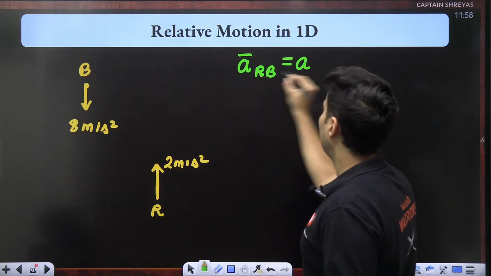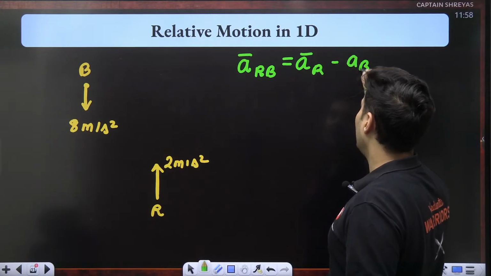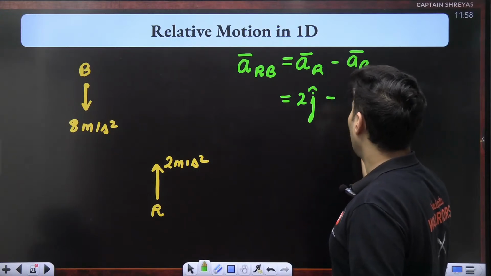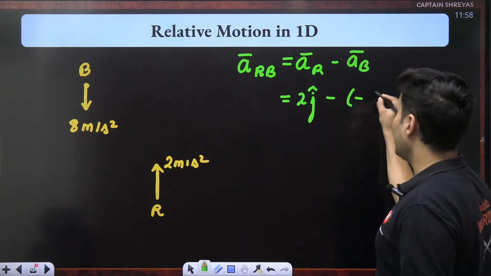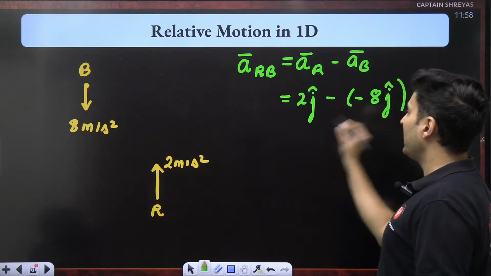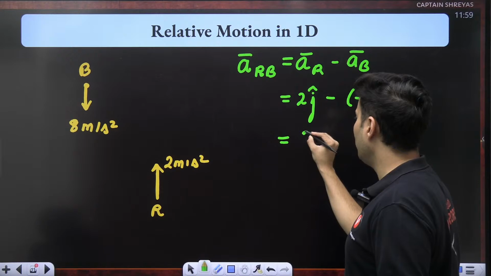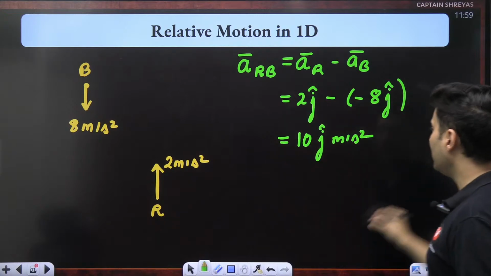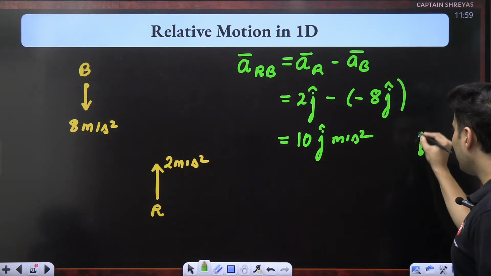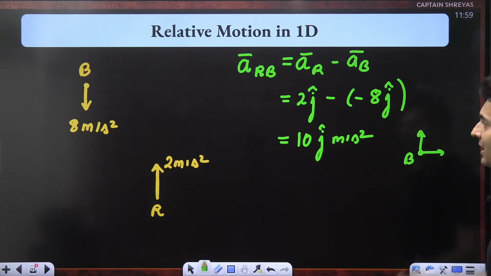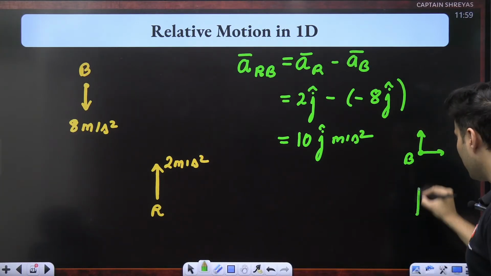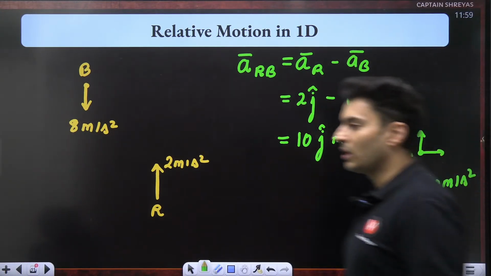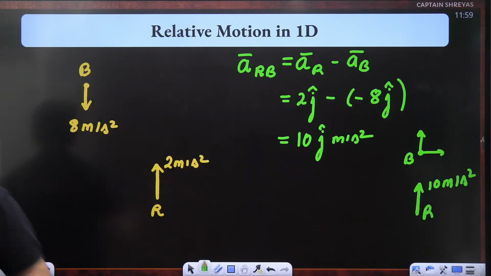Here is what you will do. First symbol first, then comes the next symbol. What is the acceleration of the rocket? It is 2 j cap. What is the acceleration of the ball? It is basically minus 8 j cap. Minus minus will become plus. So 2 plus 8 will become basically 10. So it will be 10 j cap meters per second square, which means that if the ball is taken as our frame of reference, then the rocket will be seen to go up at the rate of 10 meters per second square.